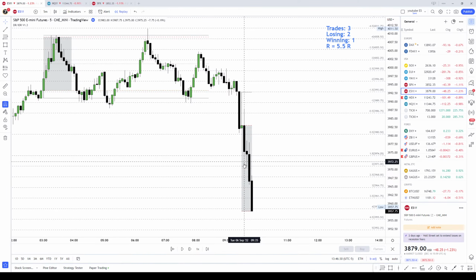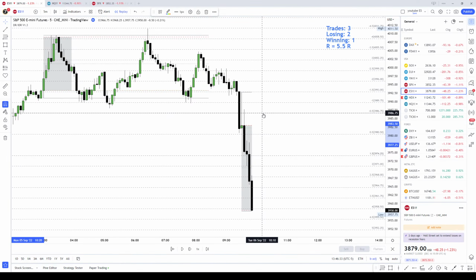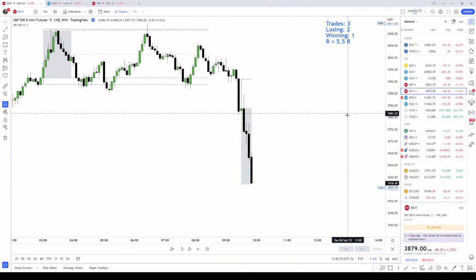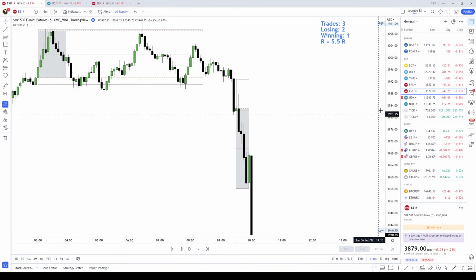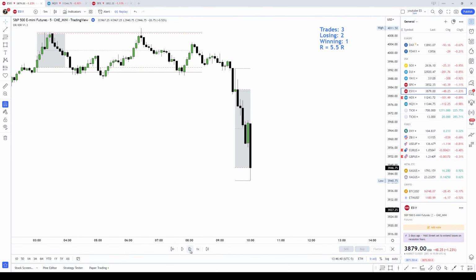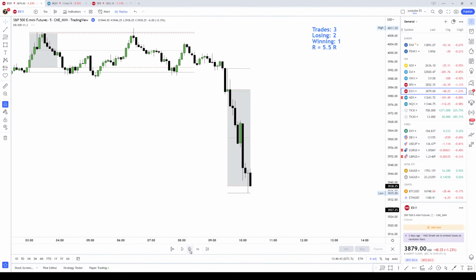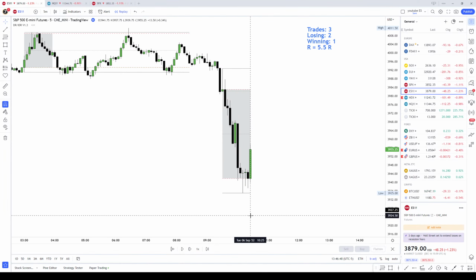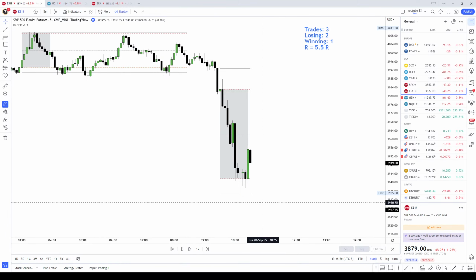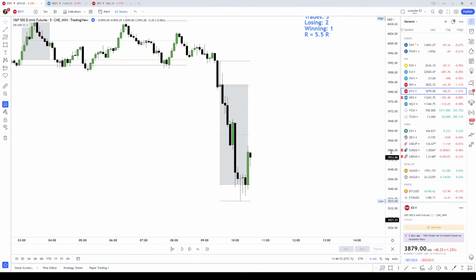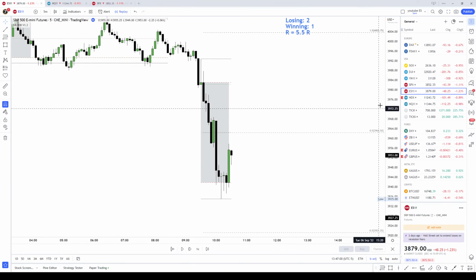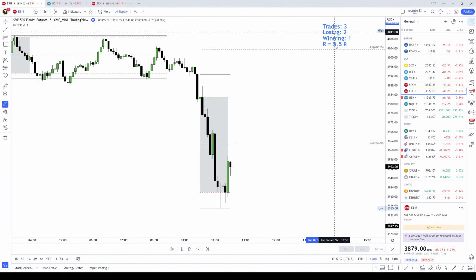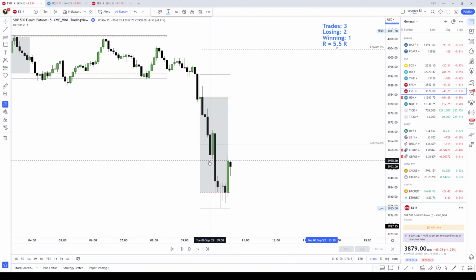So now we're going into the regular session. We can now remove our standard deviations and see what's happening here. 1, 2, 3 candles. Yeah. So we see the DR forming here, the regular DR. Gonna put our standard deviations on.